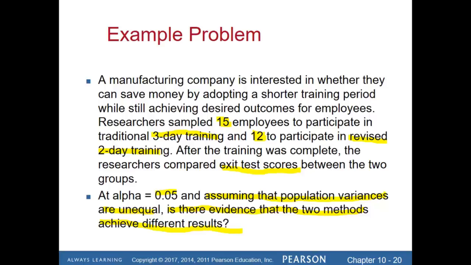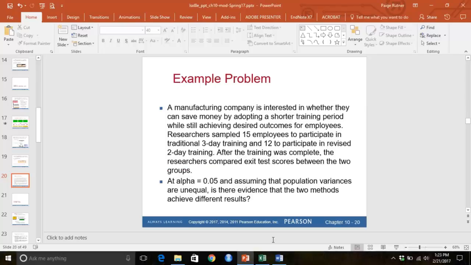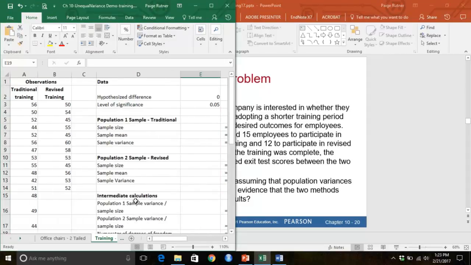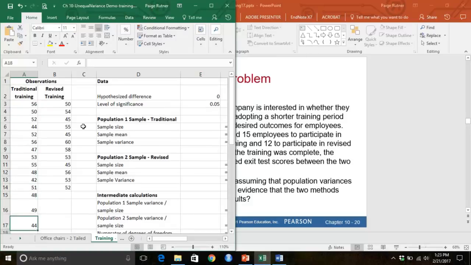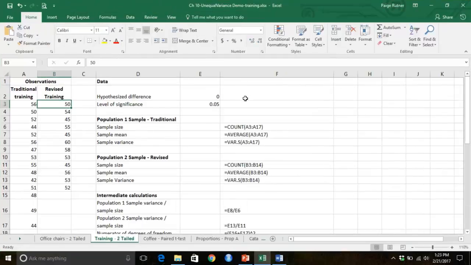All right. Now, the data for this problem I have stored in an Excel spreadsheet, and of course this will be posted out to Blackboard so you can take a look at it and play around with it a little bit. Here are the data points, and again, I've given you raw data in this case, so we've actually got training scores for the 15 people who did the traditional training, as well as the 12 people who did the revised training. And so first thing I probably want to do here is just some basic computations about my sample data. So let me go ahead first of all and pull that together.